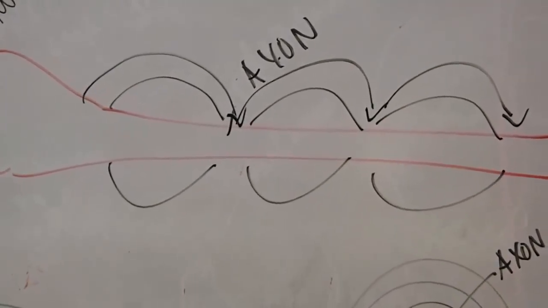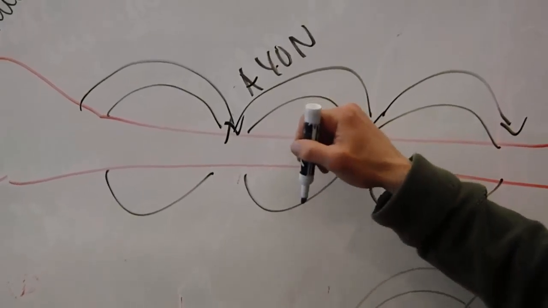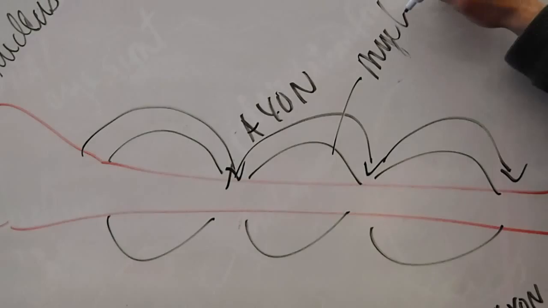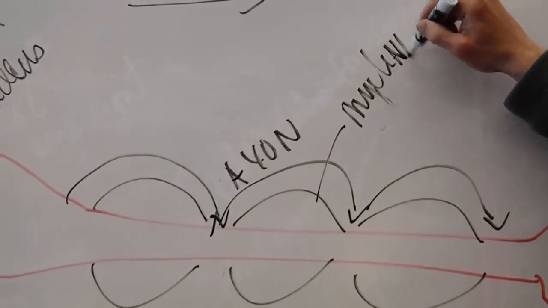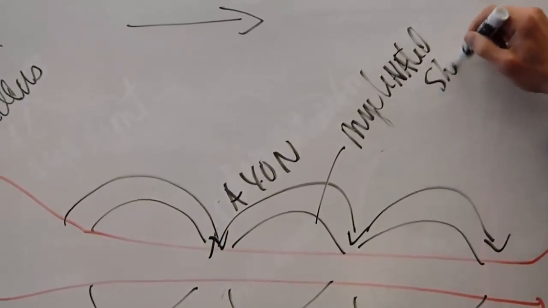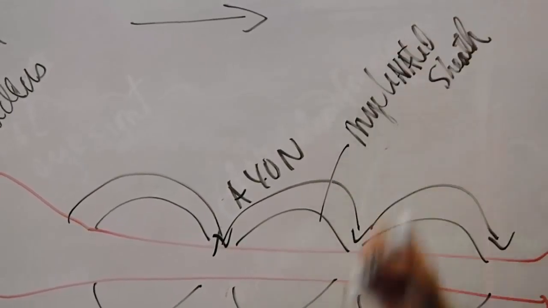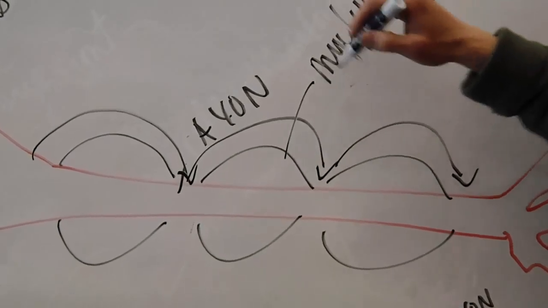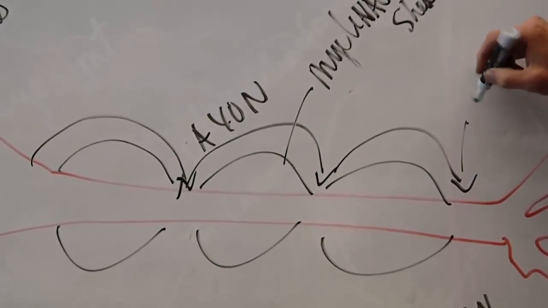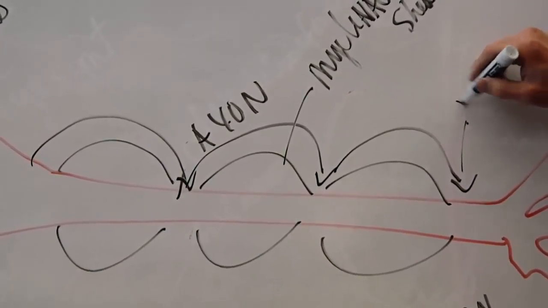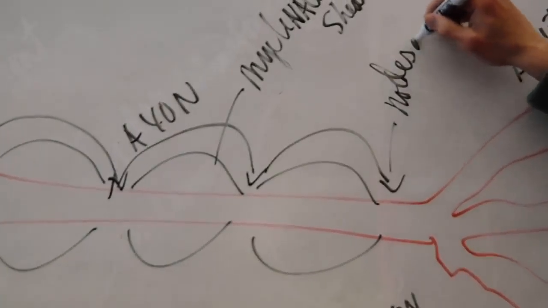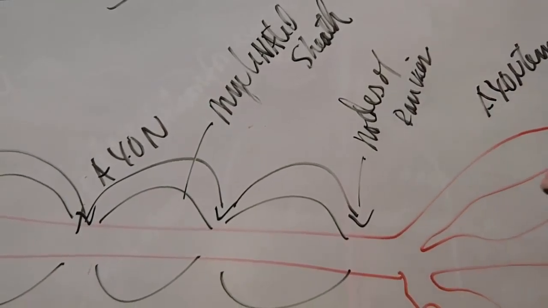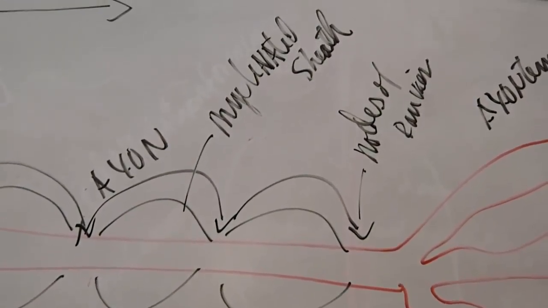No, that's what these things are called. These are myelinated sheaths, right? So it's a myelin sheath. And the nodes are called nodes of Ranvier. Mr. Ranvier said, I'm going to name it, give it my name. So these are nodes of Ranvier. Okay?